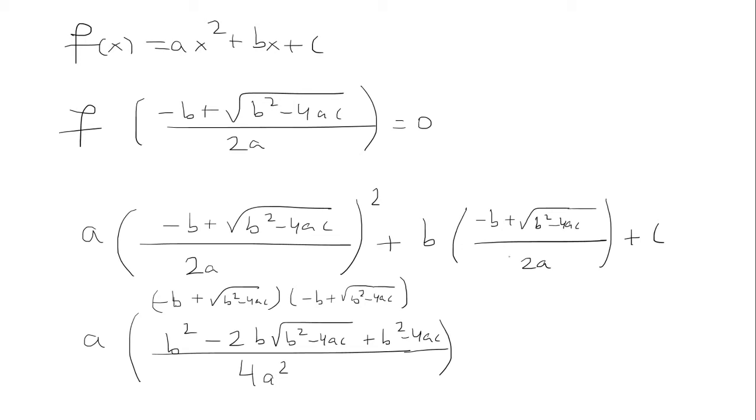And then for the second fraction here, I'm going to distribute the b to negative b and the square root. So I get negative b squared plus b times the square root of b squared minus 4ac, over 2a, and then plus c.